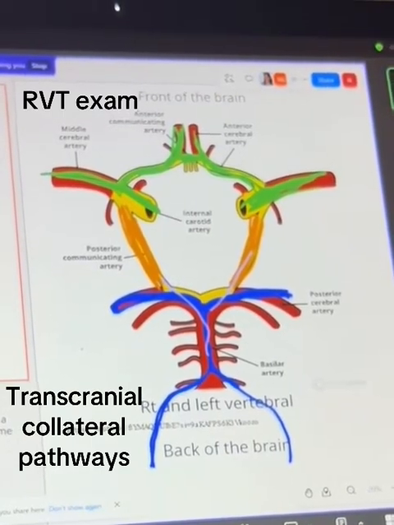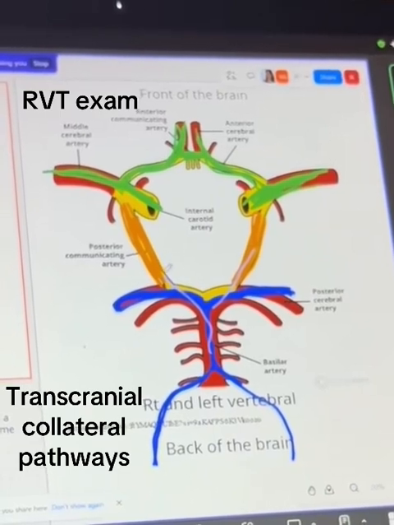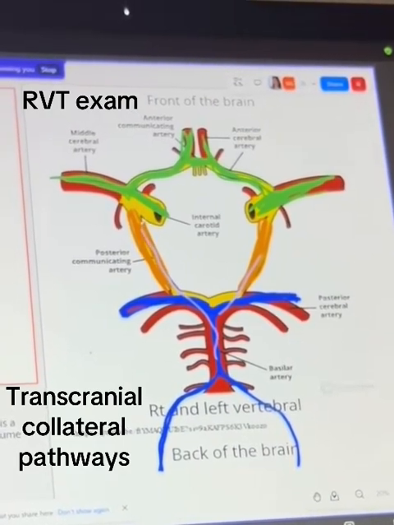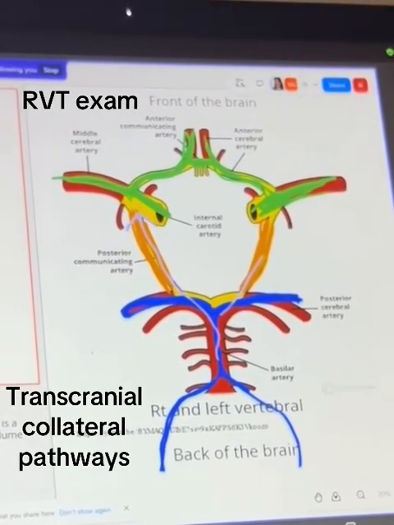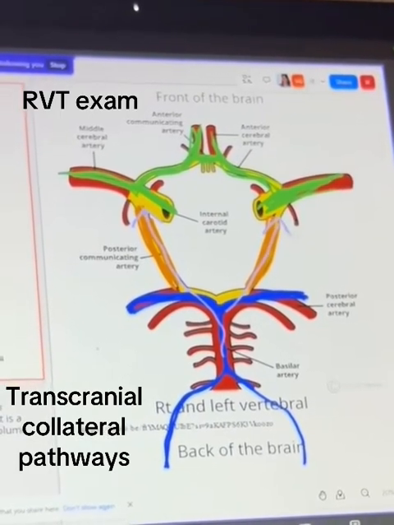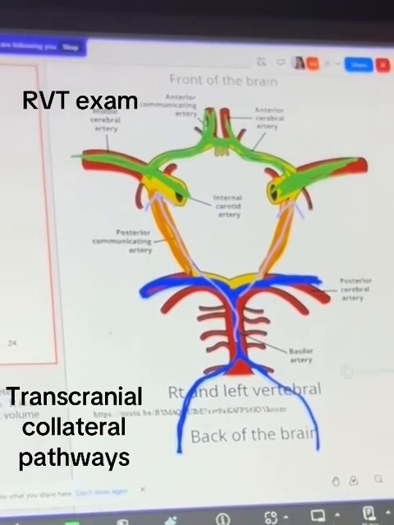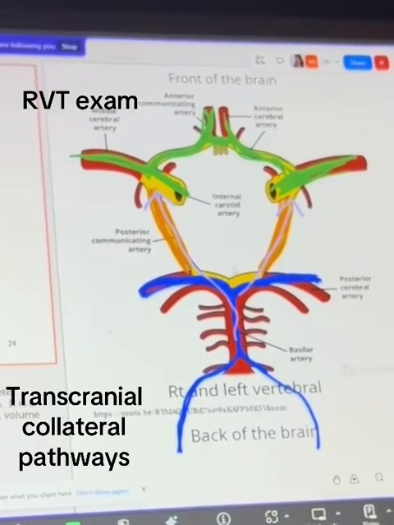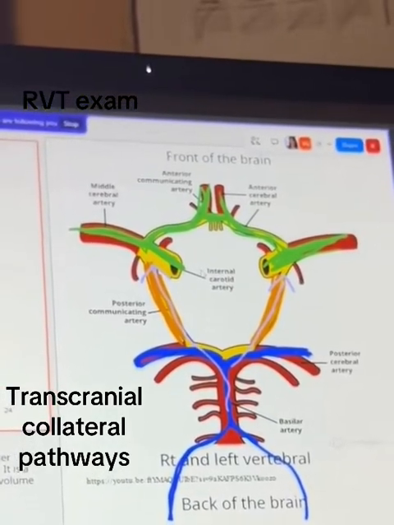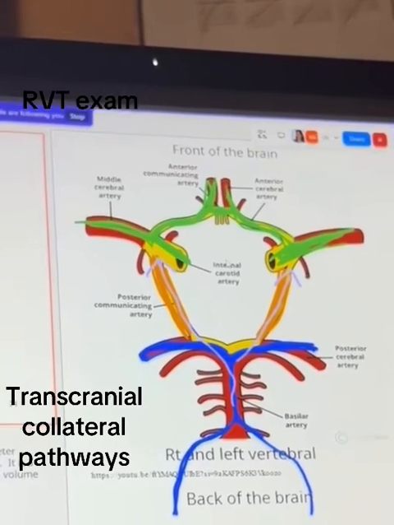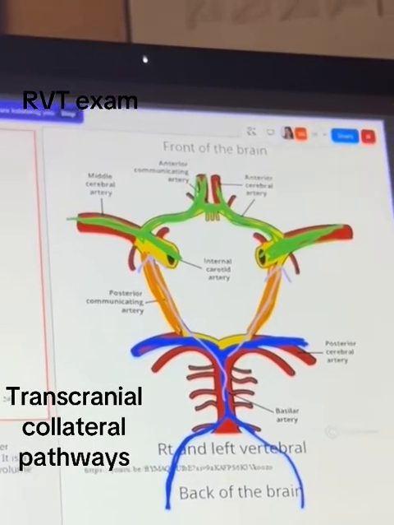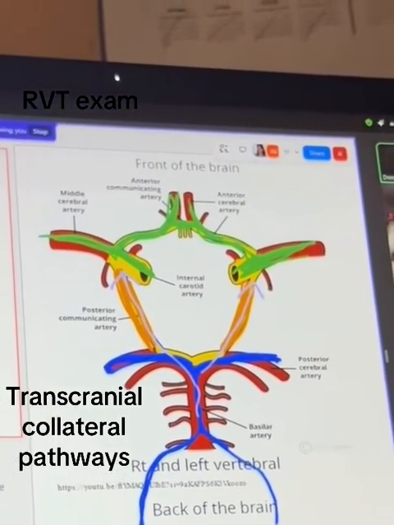Posterior to anterior would be flow going through the posterior communicating arteries from the back of the brain on both sides, from both vertebrals, towards the front, taking the posterior communicating arteries. Right, so we're going from the vertebral, the basilar, through the posterior communicating arteries to either the internal, if needed, the middle cerebral, or the anterior cerebral arteries. That would be posterior to anterior collateral circulation.